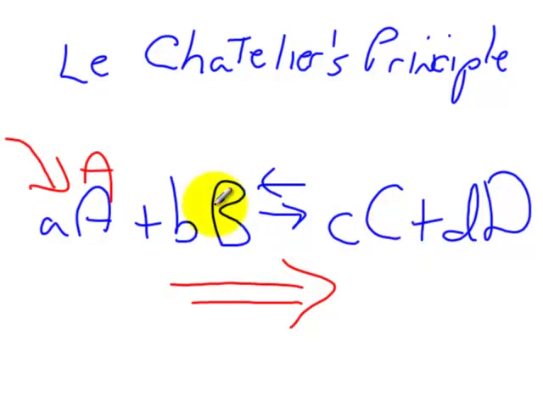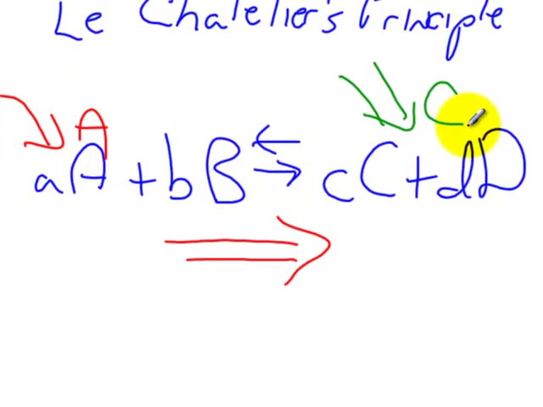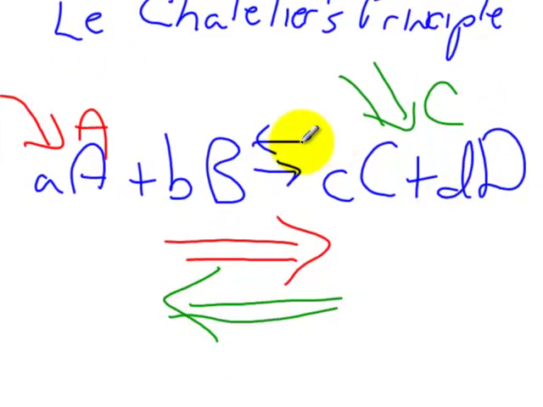Ditto if I add more B. Right. If you think about adding C or D, let's say I add a product, I add some more C, well then the reaction is going to shift back this way. It's going to use up all that extra C and form more A and B. All of this to get back to equilibrium.